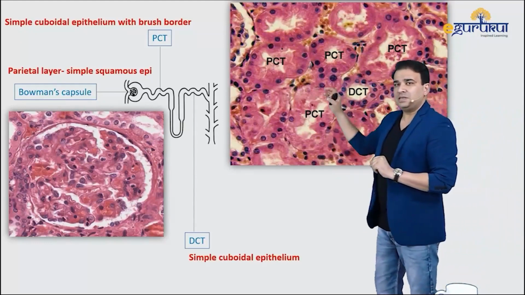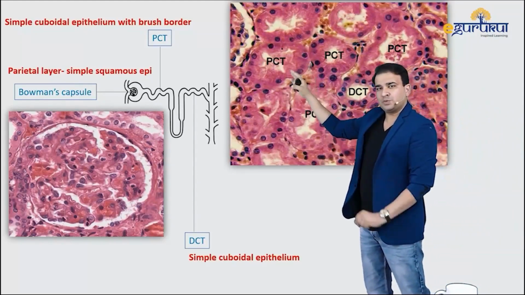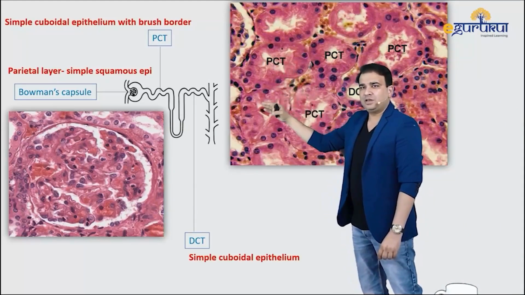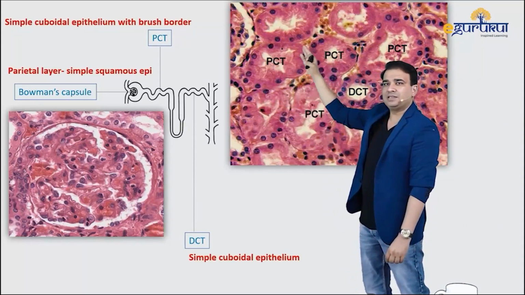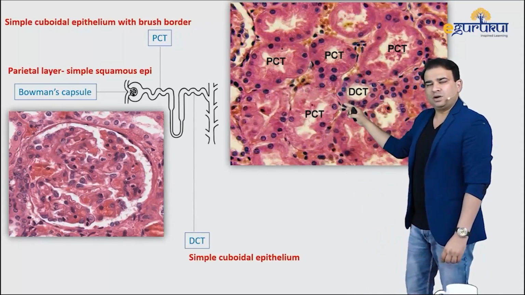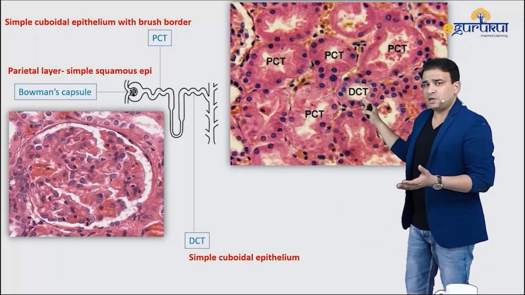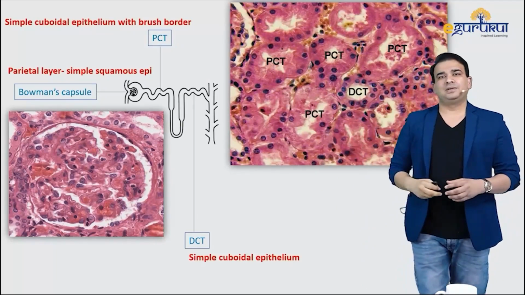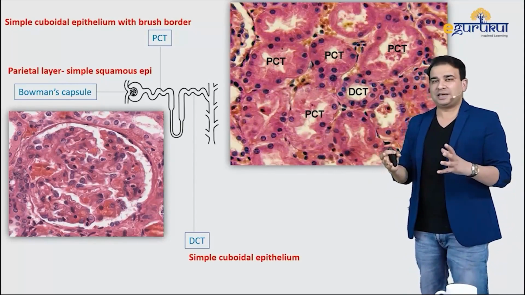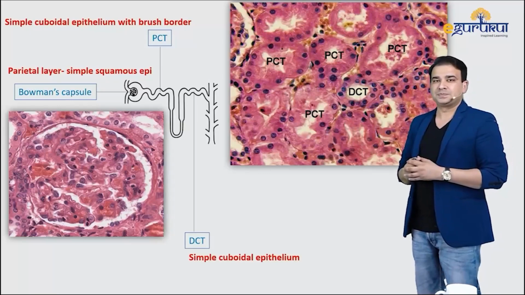But because PCT epithelium is cuboidal with a brush border, that brush border will make the lumen very hazy. Can you all see all these lumen inside are very hazy? But look at the DCT. Again, the lining epithelium is what? It is the cuboidal only, but we do not have the brush border. So the lumen looks clean, the lumen looks larger in size as compared to the PCT.